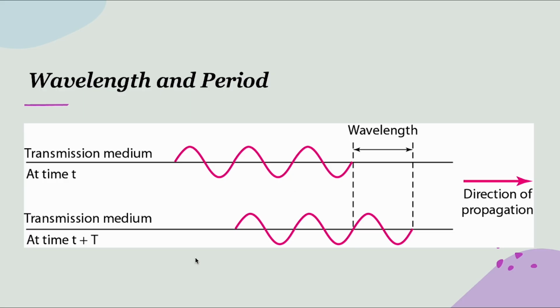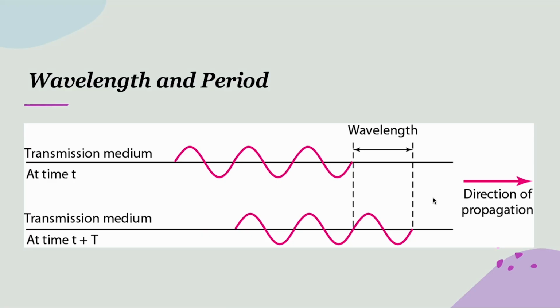Okay. This diagram shows the sinusoidal wave at any given time t, and this shows you the same wave after the period of the wave has passed. The period of the wave is when it completes one cycle. And this is the direction of propagation. Now when we draw this wave as a function of time, this is how it looks.